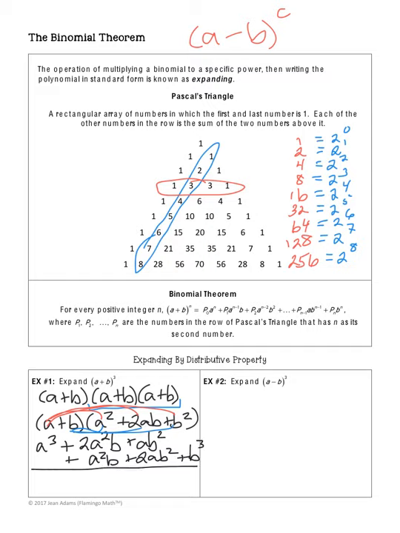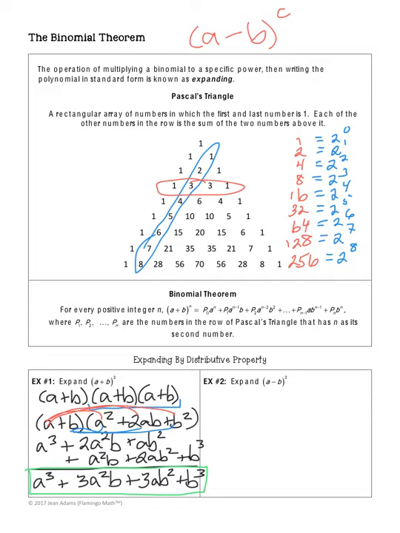So putting it all together, I'm going to add down. I get a cubed plus, I have 2 of these and 1 of these. So that gives me 3a squared b all together plus I have one of these and two of these. So that gives me 3ab squared, and then finally plus b cubed. So my final expansion, when I multiply out a plus b cubed, is a cubed plus 3a squared b plus 3ab squared plus b cubed. I want you to notice, look at the coefficients.